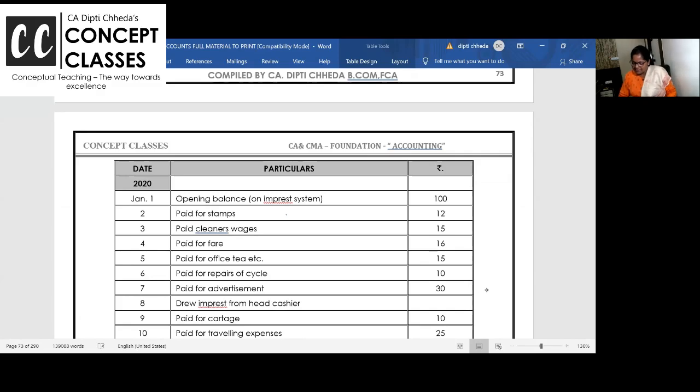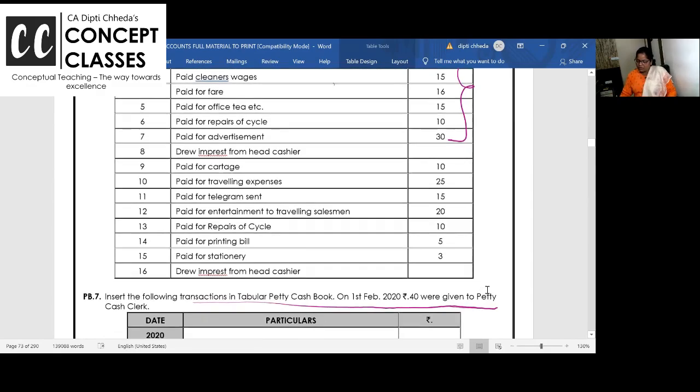So opening balance is 100. Paid stamps and cleaners and fare and all. Again drew imprest from the head office. Whatever you have spent, we will reimburse. Again you start the same way. So that is what imprest is. I want to repeat, imprest is your opening balance.